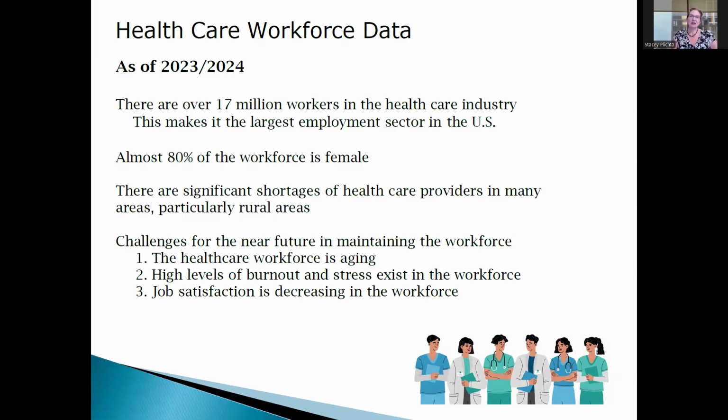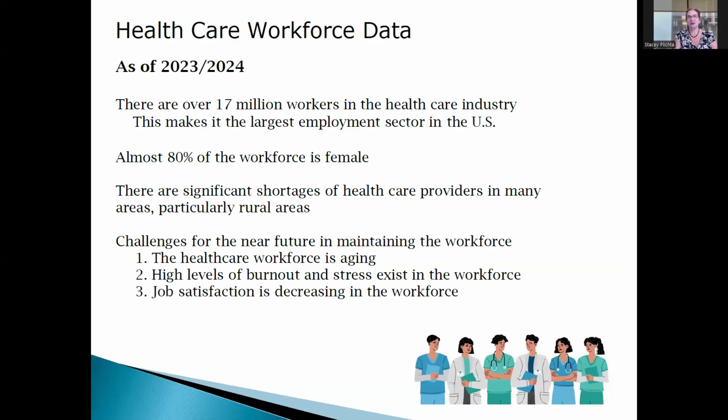There are three main challenges that the entire United States is facing in maintaining the workforce. First, the healthcare workforce is aging. The youngest of the baby boomers are now 60. That was the biggest group of population that was sort of transiting through. In 5 years, they'll pretty much all be retiring.